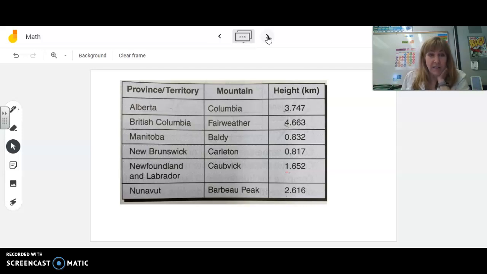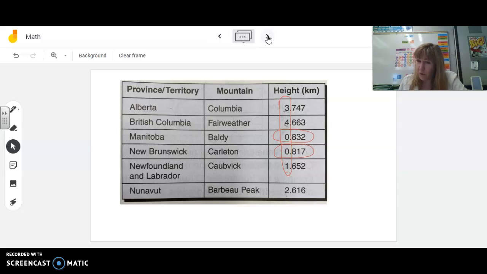So on this page, taken right out of your textbook, they are comparing the heights of mountains that are found all across Canada. And so when you compare decimal numbers, you have to look at the numbers in front of the decimal first. So when you are looking to see which one is the smallest, I see that there are two numbers that start with a 0. So those ones would be my smallest. Okay, so I've narrowed it down to 2. One of those two numbers is the smallest.